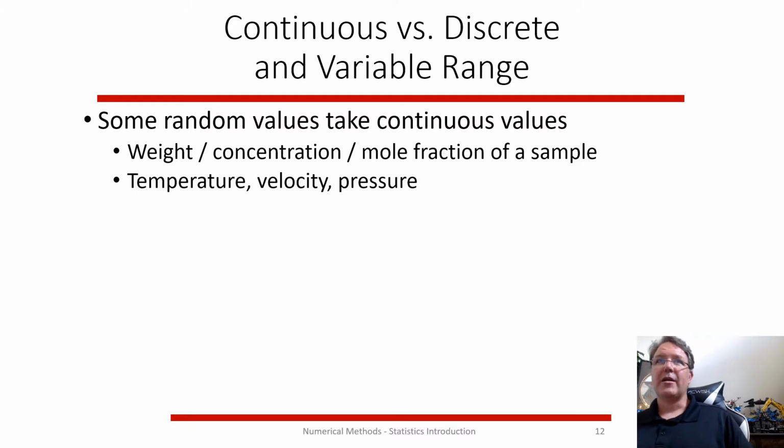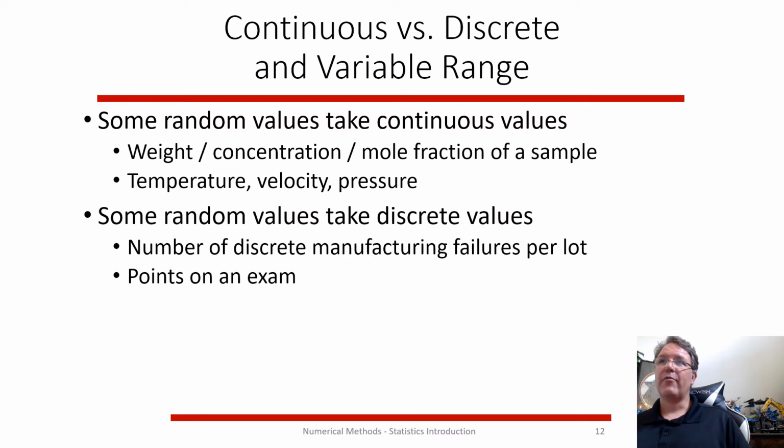So if you're thinking about a random variable, a lot of things are continuous values, like weight, concentration of a sample, temperature, velocity, pressure. But there are some random values that take on discrete values. So if you're manufacturing something, how many failures per lot? You make 100 a day, how many failed today? How many failed last week? Or points in an exam, you don't usually have a continuous value for points in an exam. Or how many times you've actually successfully completed a product. So these discrete values versus continuous, that's one way, and there's different distributions to use in different cases.